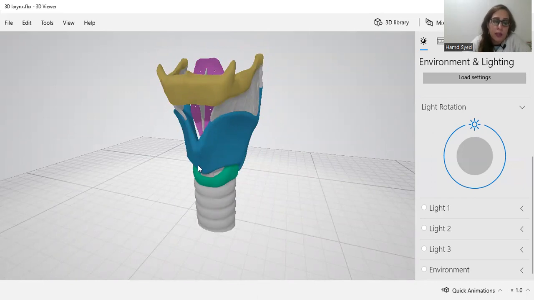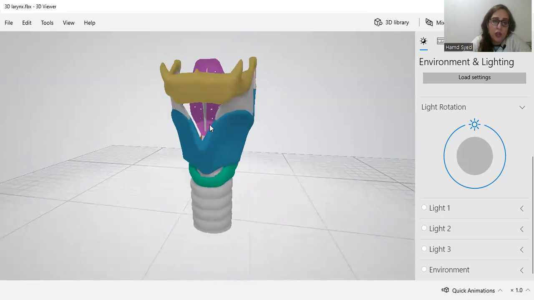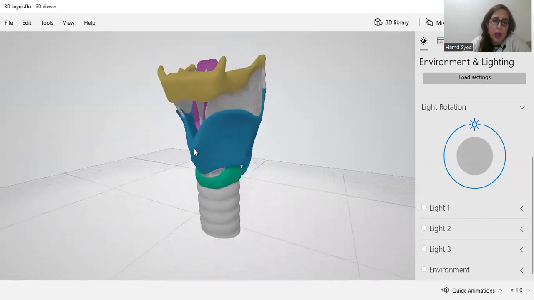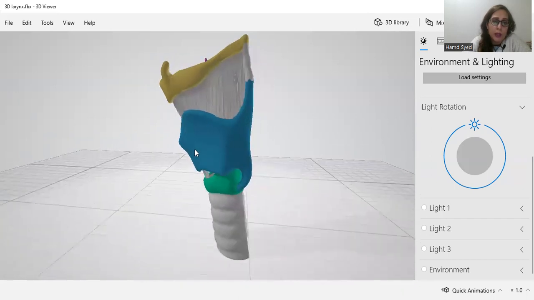And this cartilage consists of two quadrilateral laminae. This is one, and the other is the one over here. These two quadrilateral laminae fuse in the midline, forming this superior V-shaped thyroid notch. And this produces a prominence which is known as the Adam's apple. The Adam's apple is more prominent in males and can be palpated superficially in the midline of the neck. The quadrilateral laminae taper posteriorly, forming the superior and the inferior horns of the thyroid cartilage.